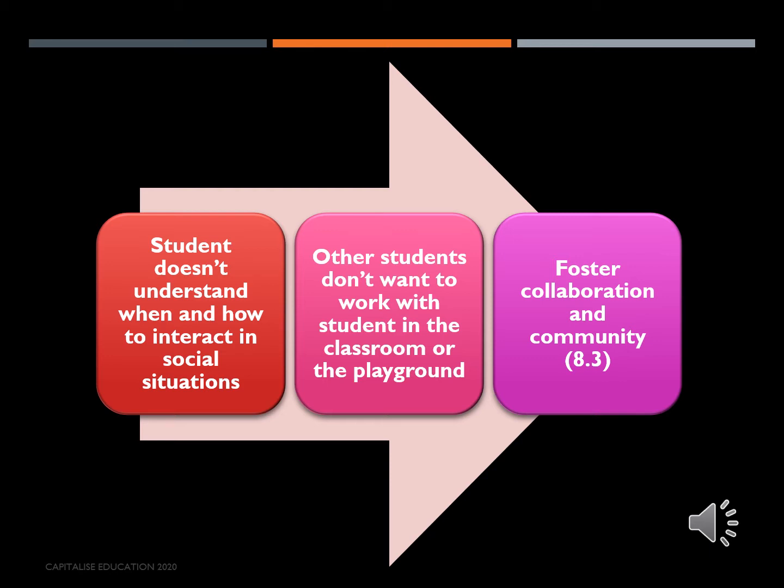The functional impact this has at school is that other students don't want to work with the student in the classroom or playground. We can then use the functional impact to look at the UDL framework and identify some relevant checkpoints. In this case, we could look at checkpoint 8.3, fostering collaboration.